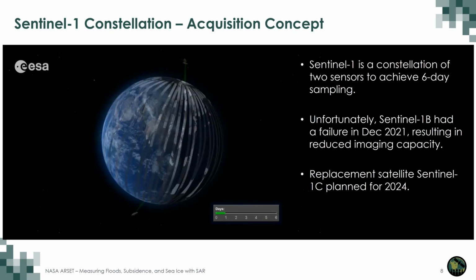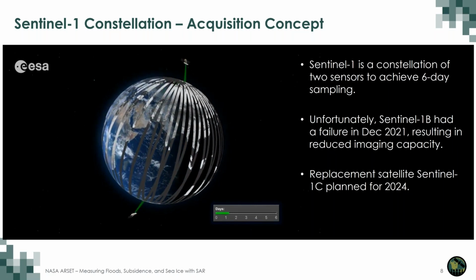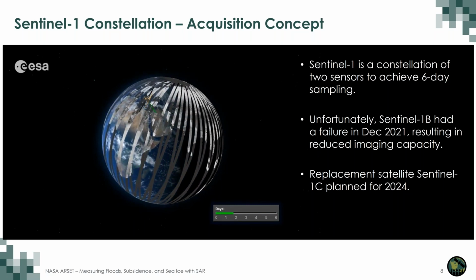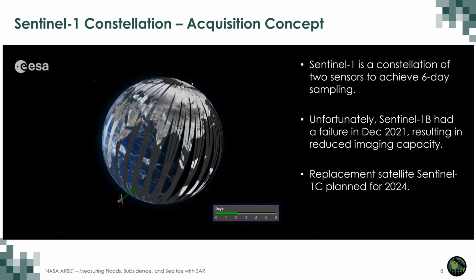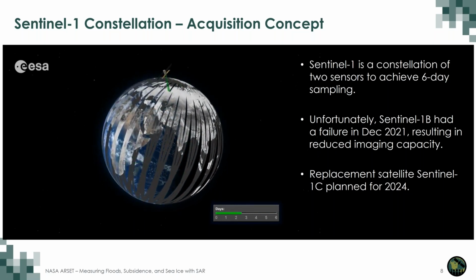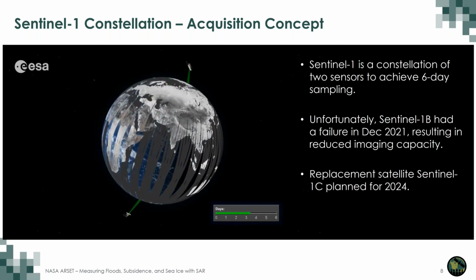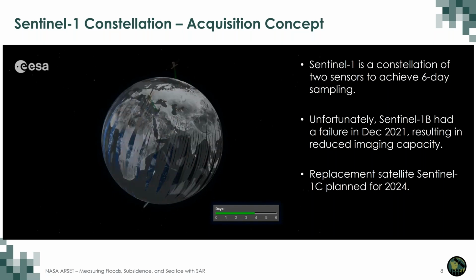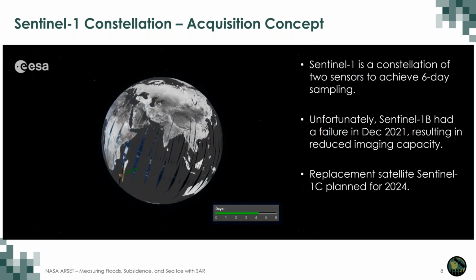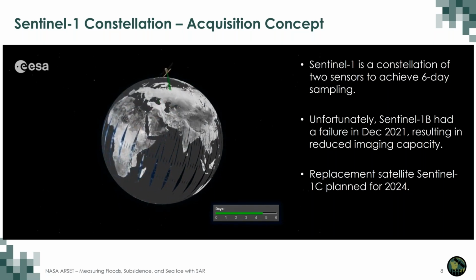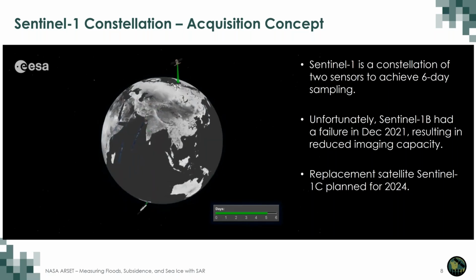Unfortunately, Sentinel-1B had a failure in December 2021 and is currently not providing any additional data sets. So there's some limitation in coverage at the current point. However, a replacement satellite called Sentinel-1C is planned to be launched sometime in 2024, likely late 2024 or early 2025.